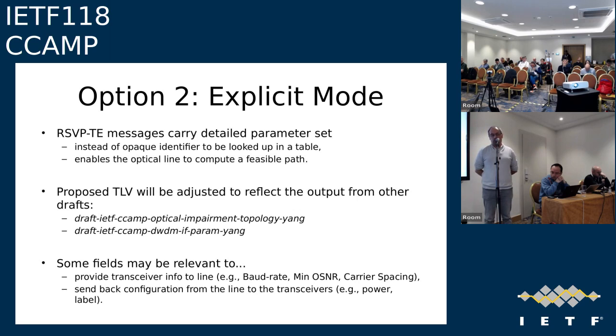So the proposal here that may be discussed with the working group, of course, is to start with a base set of parameters that are part of the initial TLVs, and then add some other attributes that are specified within the optical impairment draft as optional sub-TLVs, and make the signaling protocol able to carry any of them using the appropriate sub-TLVs that could be included depending on how we want to specify explicitly a transceiver mode using the signaling protocol.